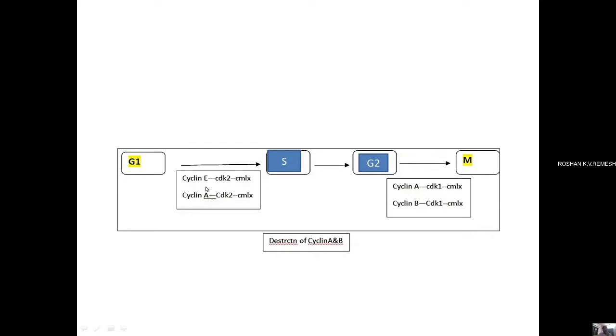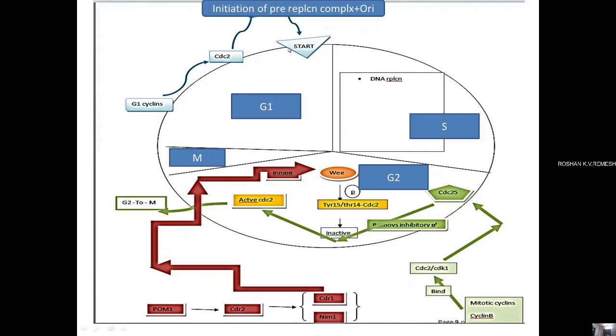Those cyclins, along with the CDK, involved in driving the cell cycle from G1 to S phase are commonly called G1 cyclins, and those cyclins and CDK involved in driving from G2 to M phase are normally called mitotic cyclins. Now we can go back again into the details of cell cycle checkpoints.